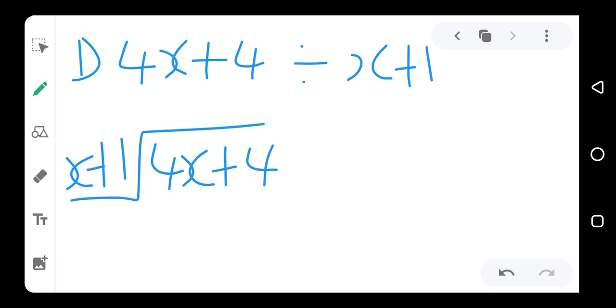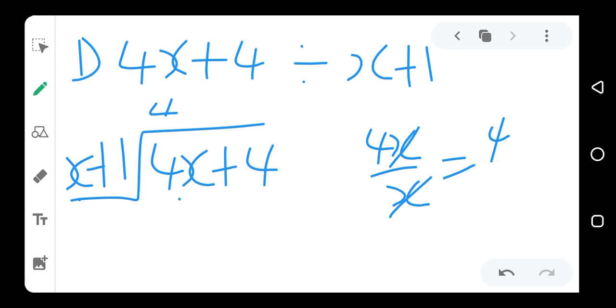Now, we take this x and use it to divide the 4x. 4x divided by x, this cancels this, so we get 4. Now we write the 4 as a quotient on top of this. Now use the quotient and multiply the divisor again. 4 times x, we get 4x. We write it under the 4x. Now 4 times 1, we get plus 4.